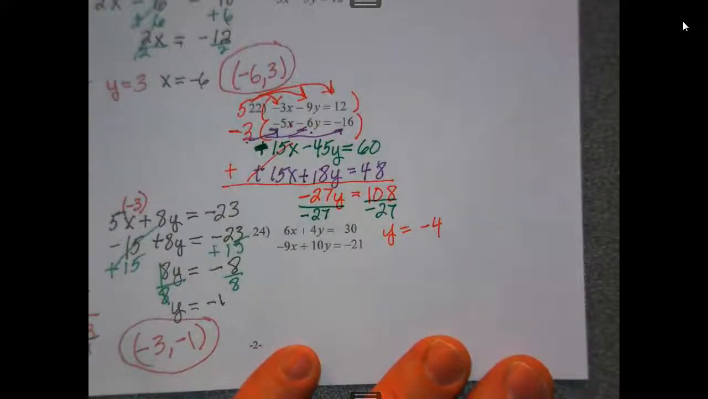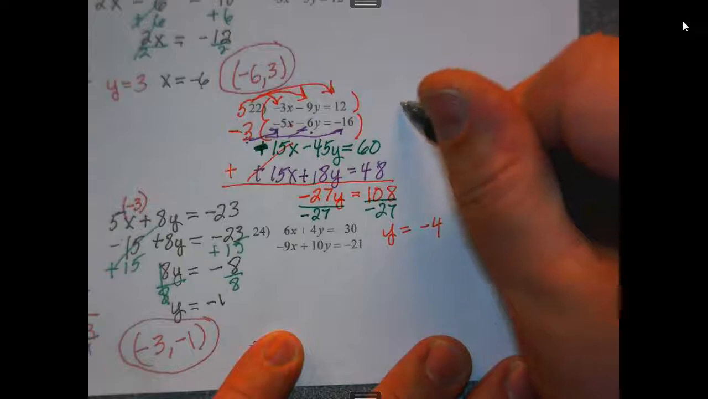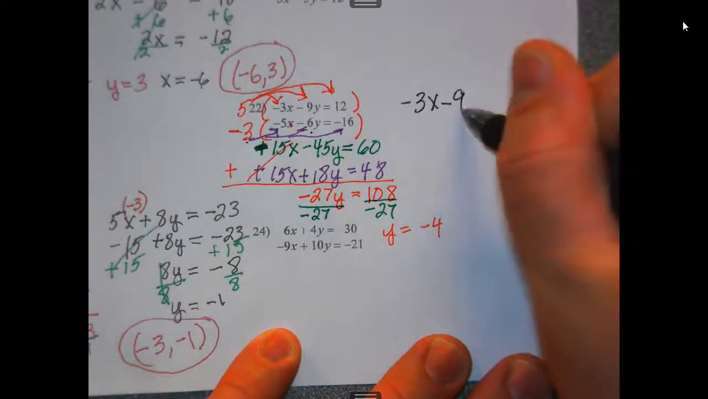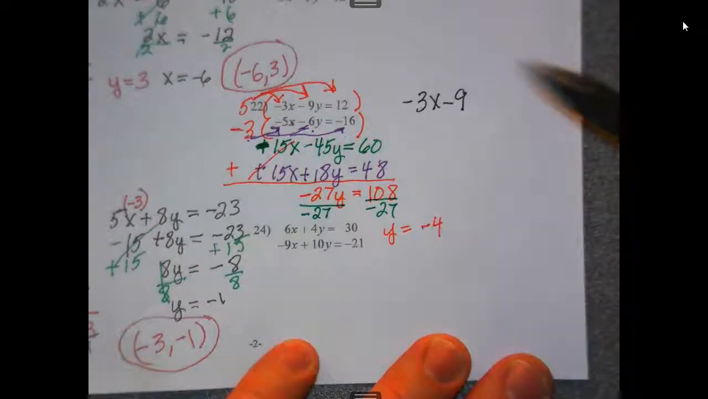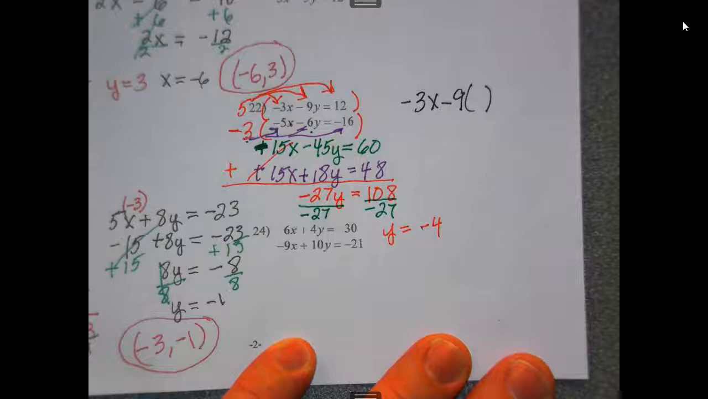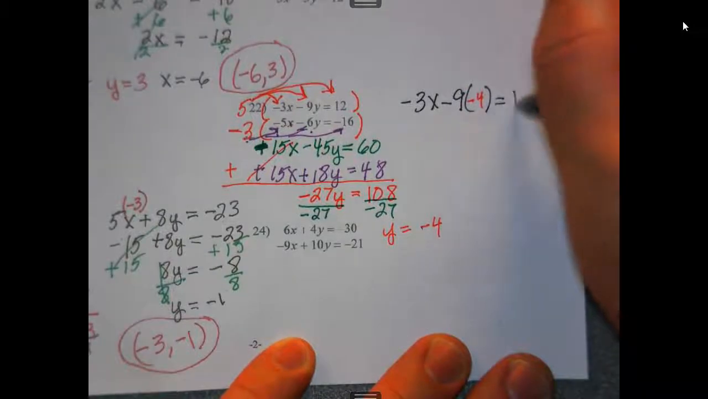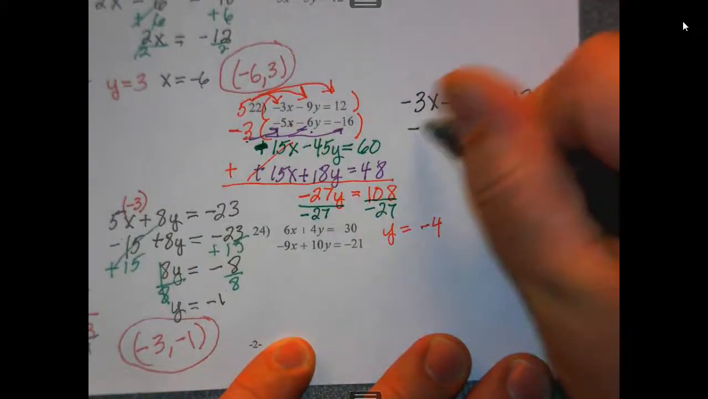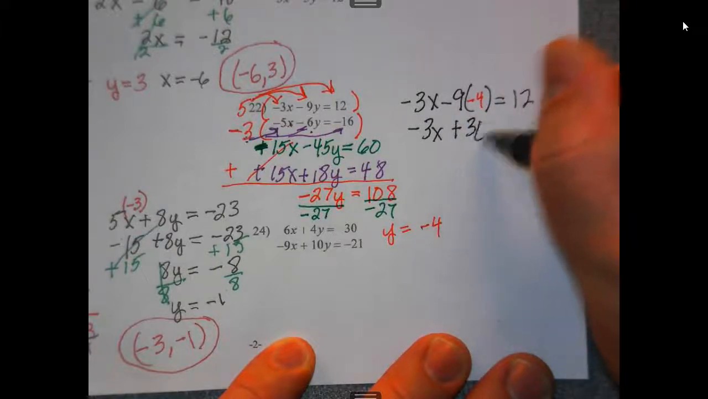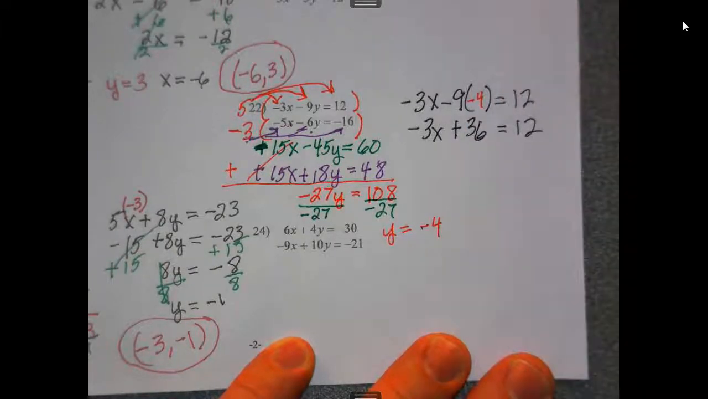Go back and pick one. I'm going to pick the top one. -3x minus 9, and I figured out what my y was, -4, equals 12. I have -3x plus 36 equals 12.